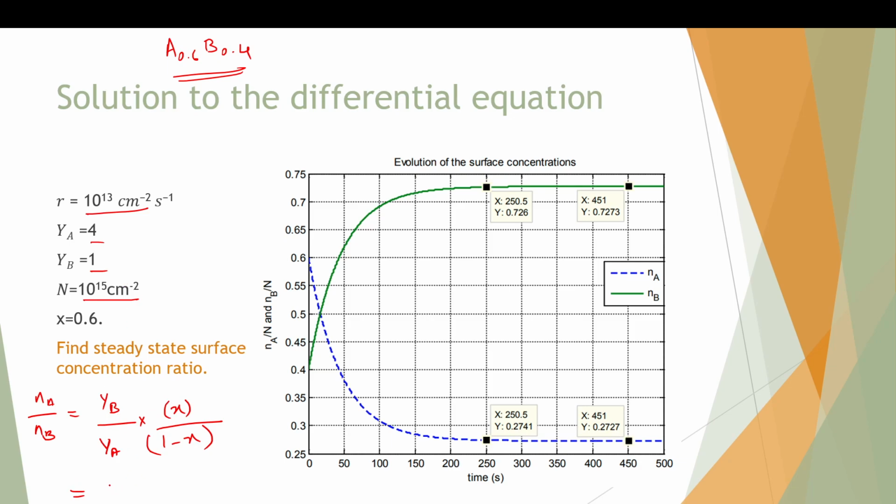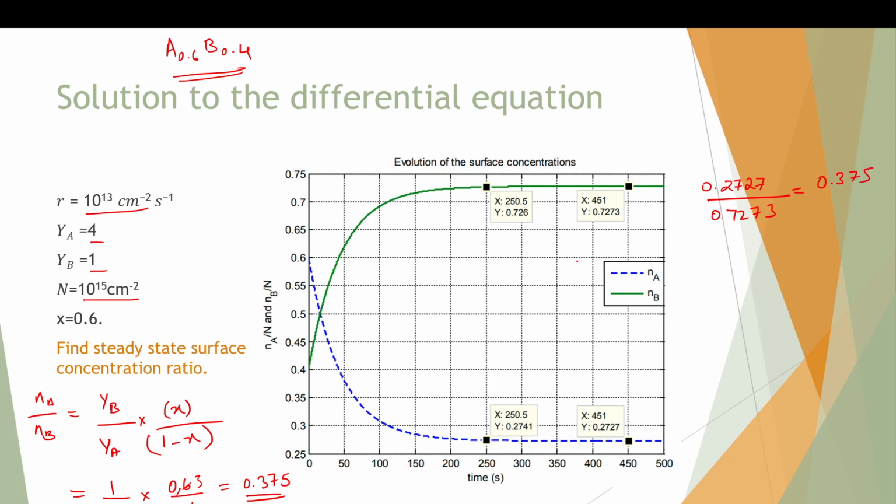So Yb by Ya is nothing but 1 by 4 times 0.6 upon 0.4. If we just do this, we will get 0.375. Now in order to check this, we just need to do, green is Nb, okay, and red is Na. So 0.2727 divided by 0.7273. If we do this, we again get something close to 0.375.